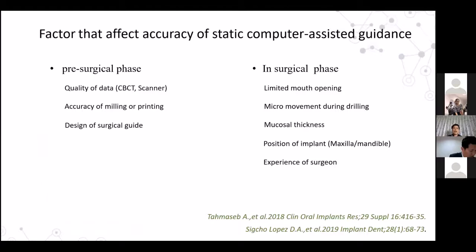The factors that affect the accuracy of the static computer guide are in two phases. In the pre-surgical phase, such as the quality of the data, accuracy of the milling or printing of the guide, and design of the surgical guide. And in the surgical phase, it's about the patient, limited mouth opening, mucosal thickness, position of the implant, or experience of the surgeon.